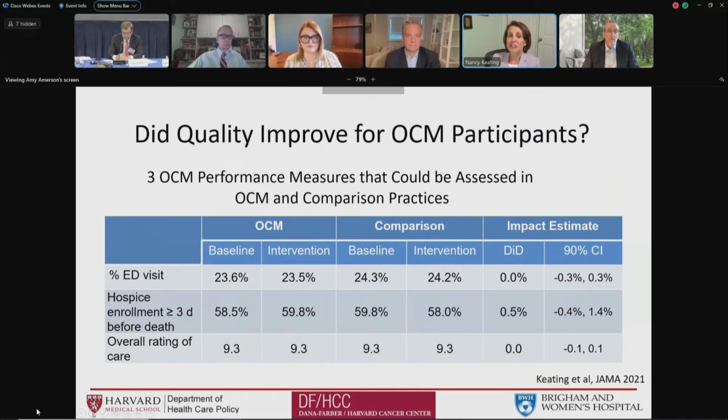Next slide. 3 of these measures could be assessed in both OCM and comparison episodes, and those measures are shown here. Our diff-in-diff estimates showed no change, basically 0, in quality for OCM relative to comparison episodes for these measures. And these, again, are measures for which practices were being held accountable. There were also no changes in quality for a variety of other measures that we studied in our evaluation.